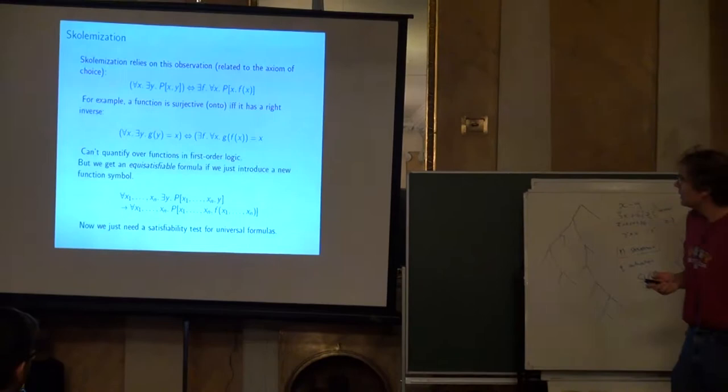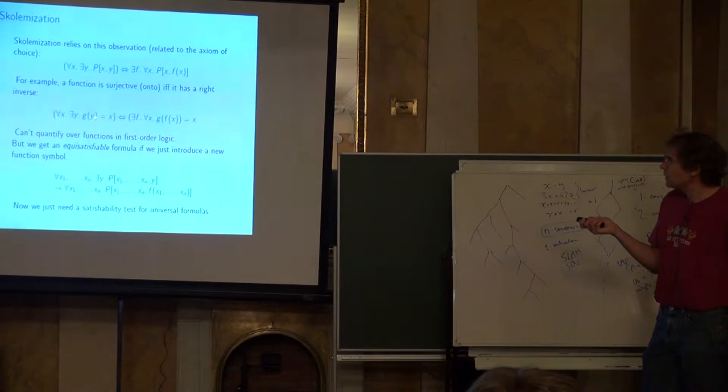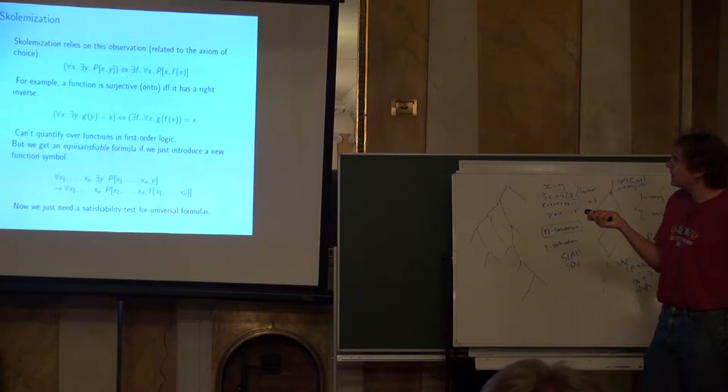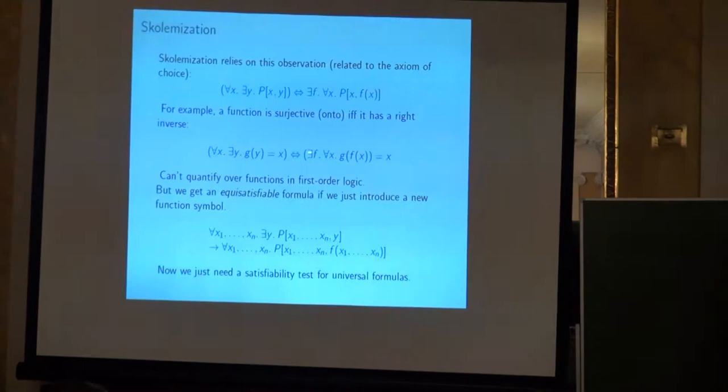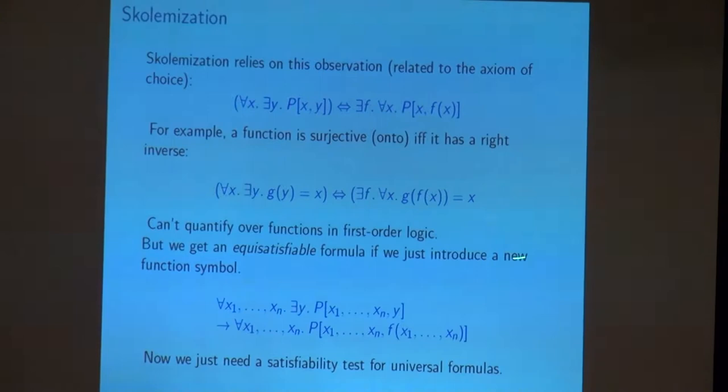So here's an example. What does it mean for a function to be surjective or onto? It means that for every x in the range, there exists a y such that g(y) equals x, right? So if you actually just mechanically apply that Skolemization transformation, where p(x, y) is replaced by the formula g(y) equals x, you get this, which is exactly saying that there is a function that is the right inverse of g. So it's a classic categorical way of describing a function as being surjective. It's interesting, I think, to see that it's just an instance of Skolemization.